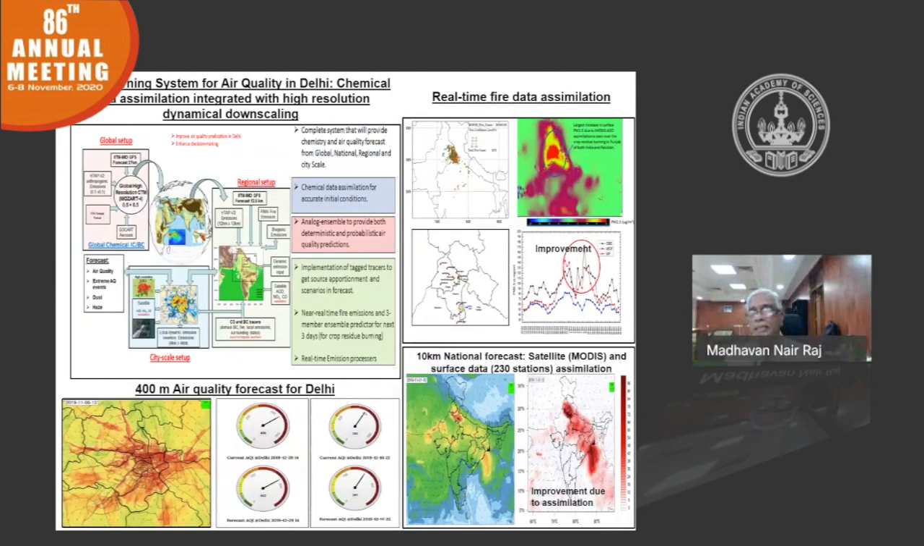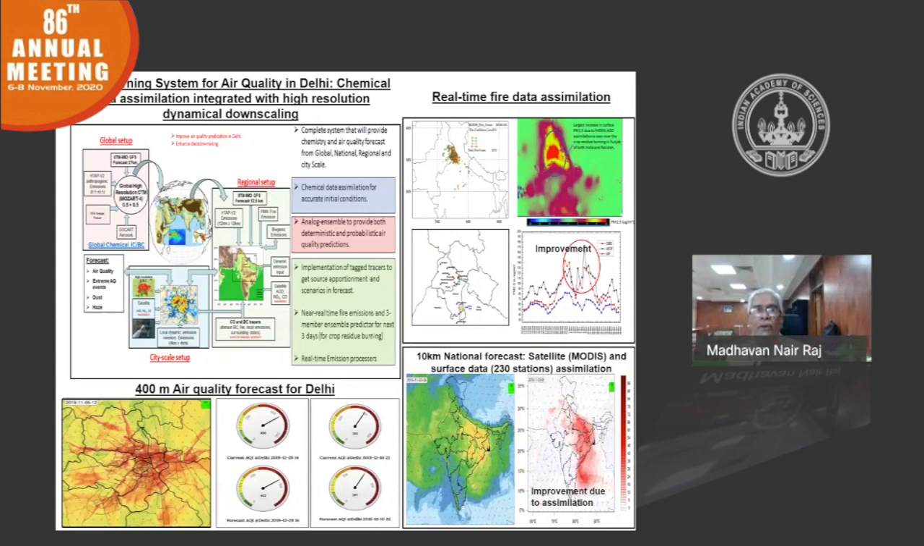And another thing is air pollution, the air quality over Delhi. That also we developed last year. Now we have a 400-meter resolution air quality forecast model for Delhi, which is really doing well. And this model has the capability of assimilating chemical data, which we do in collaboration with NCAR. And we have done extremely well.